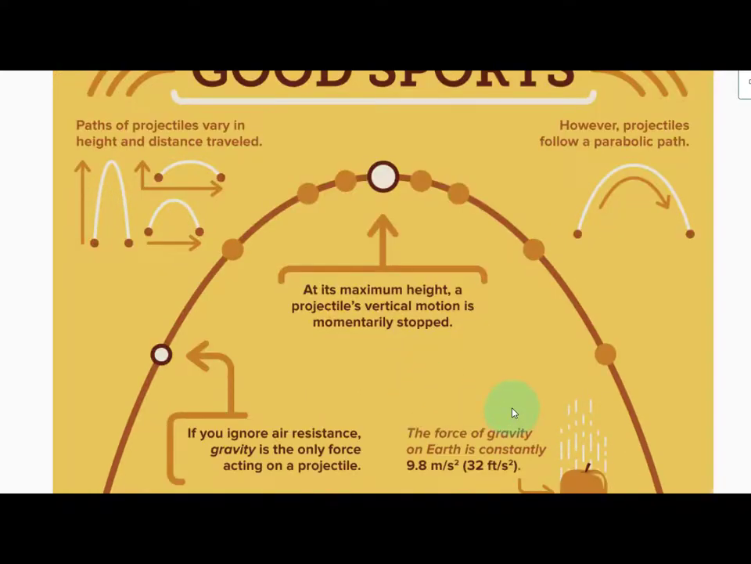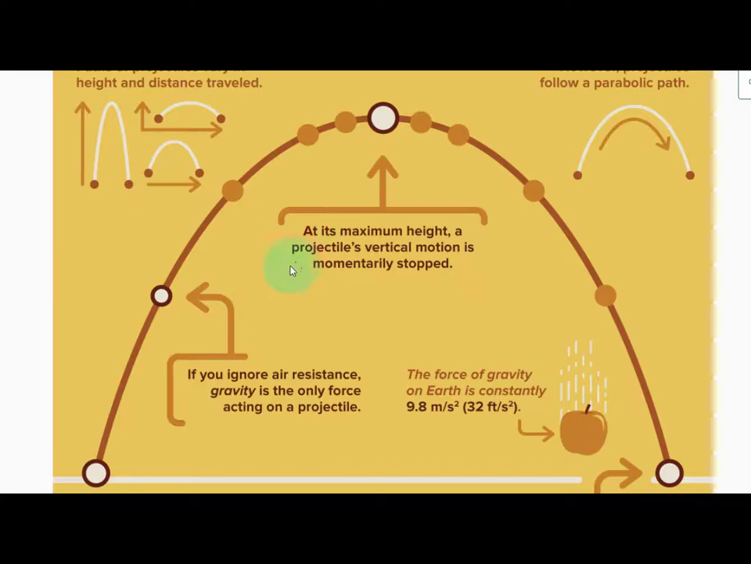And here's a really big one right here. At its maximum height, a projectile's vertical motion is momentarily stopped. So I would say going from left to right, it's increasing and it stops right there, and then you go down and decreasing. If you think about those roller coasters, I forgot, is it Extreme Scream or something like that at Knott's Berry Farm? You do feel almost weightless at the very top there.